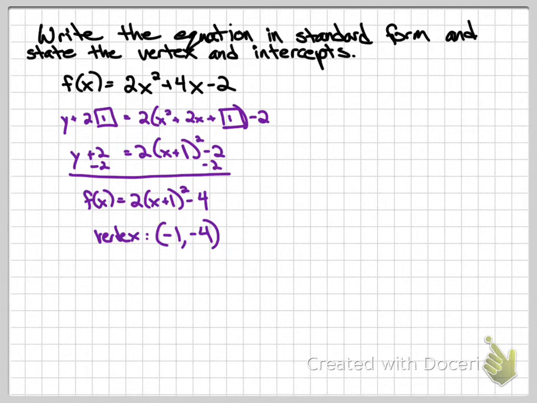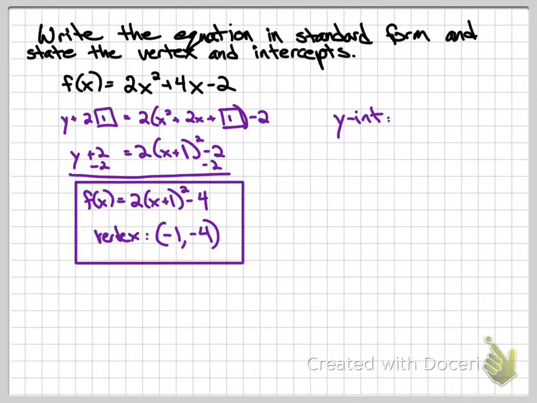So the easy one is the y-intercept. I know we just put this in graphing form. Here's our graphing form and our vertex. But don't forget the question was written in standard form at the very top. And this is your constant. So that is the y-intercept, right?